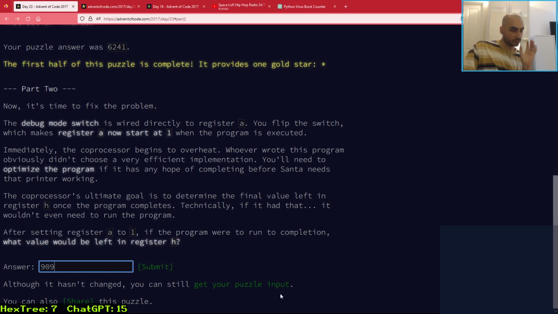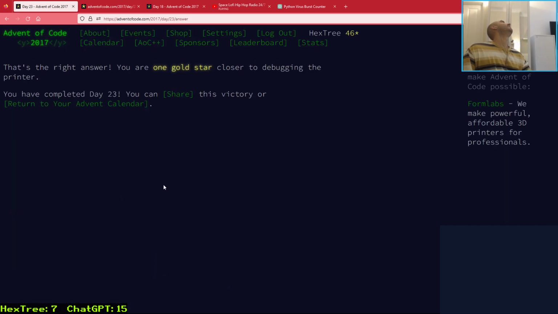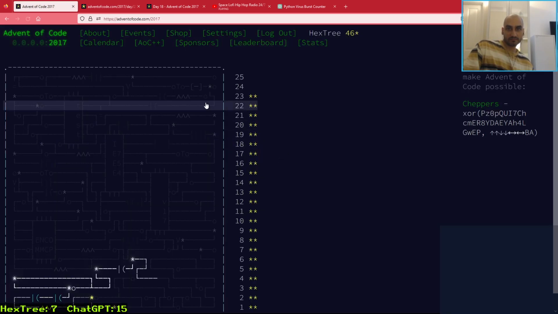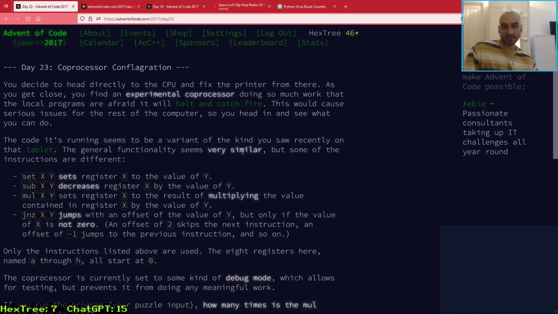So this whole program translates to finding how many values of B are prime, but non-prime. Oh my god. Right, good luck, ChatGPT. ChatGPT's not going to solve it, surely. No way is ChatGPT going to solve this. I'll have to paste the full assembly code to ChatGPT.